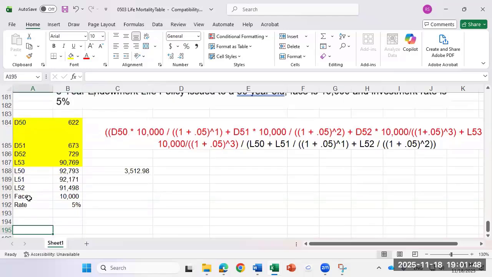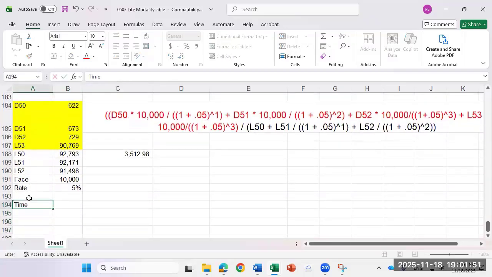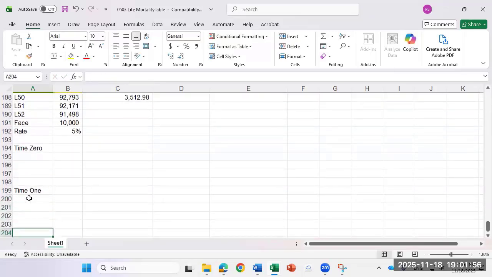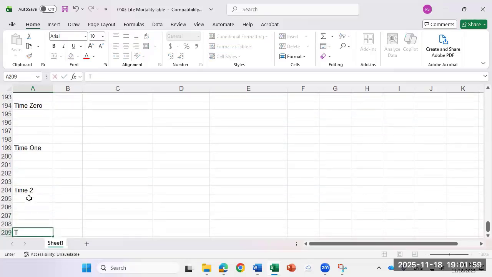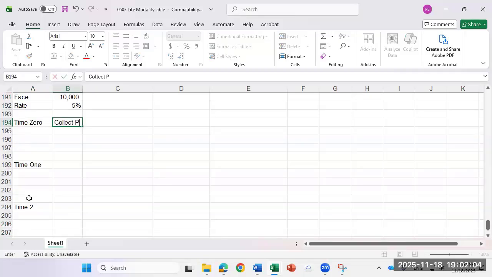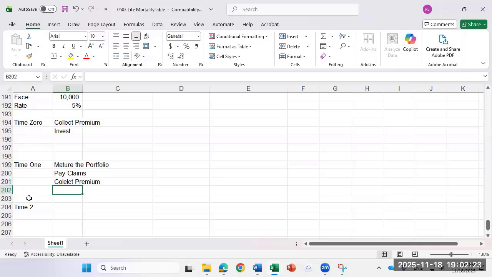All right, so what do you have to do on the exam? You have to do what we did before. You have time 0, time 1, time 2, and time 3. At time 0, you're going to collect the premium and invest. At time 1, you're going to mature the portfolio, pay claims, collect the premium, and reinvest the portfolio.